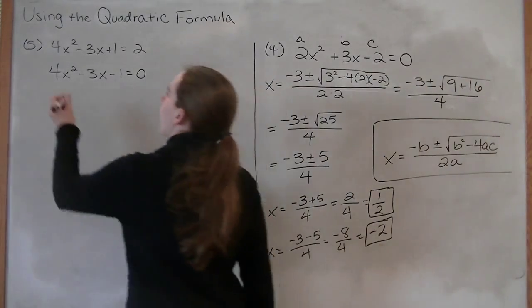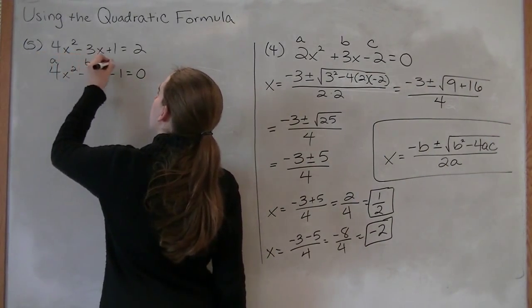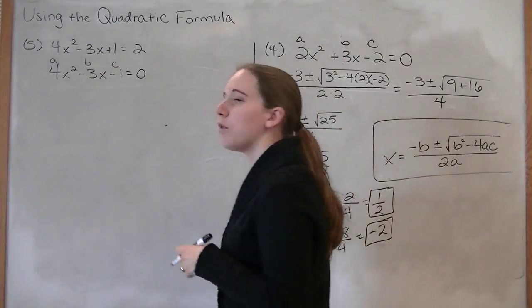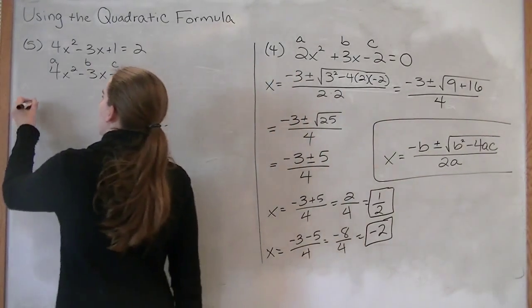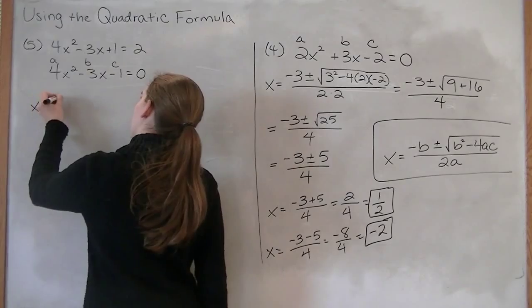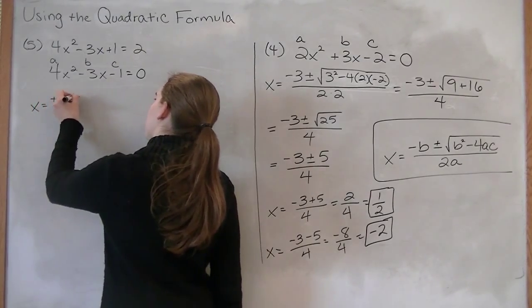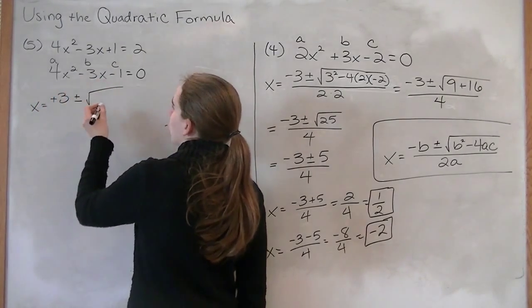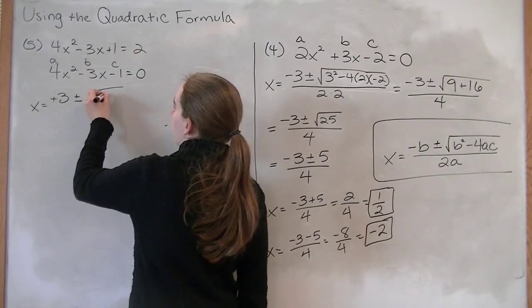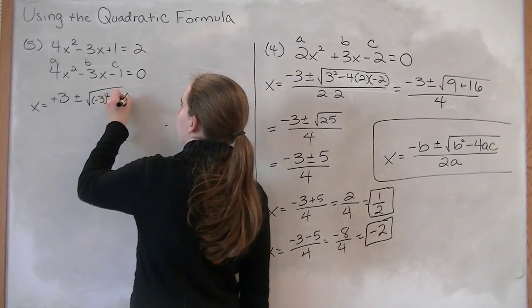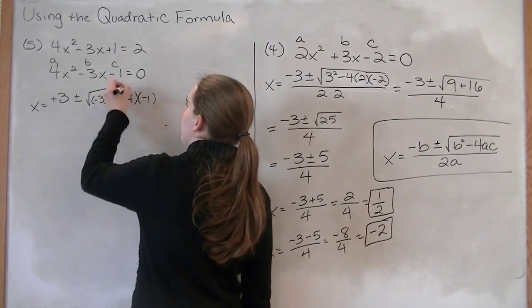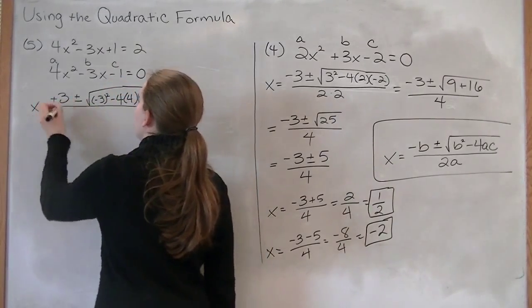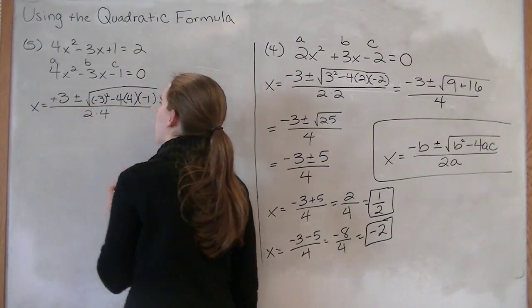Now, we just have that a is 4, b is negative 3, c is negative 1, and we can go ahead. So we get x equals the opposite of b, so that becomes plus 3, plus or minus the square root of negative 3 squared minus 4 times negative 1, all divided by 2 times 4.